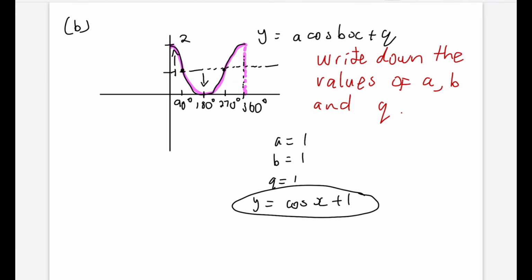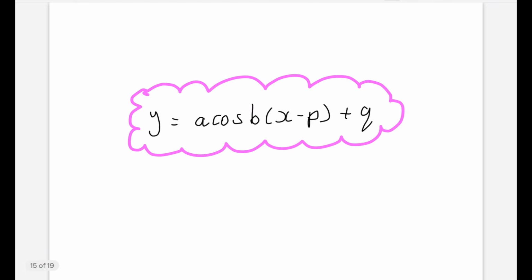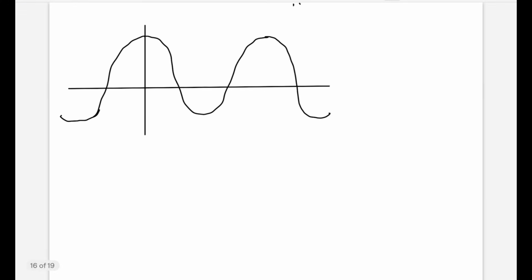All right. Awesome. Now, the general form of the cos graph is y is equal to a cos b(x minus p) plus q. This is because we can also shift the cos graph horizontally. Okay. Now, that said, we're actually going to discuss why and how sine graph and cos graph are similar.